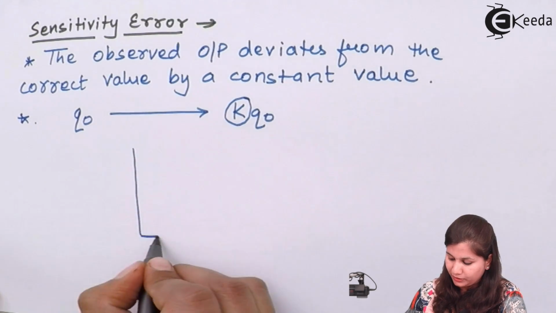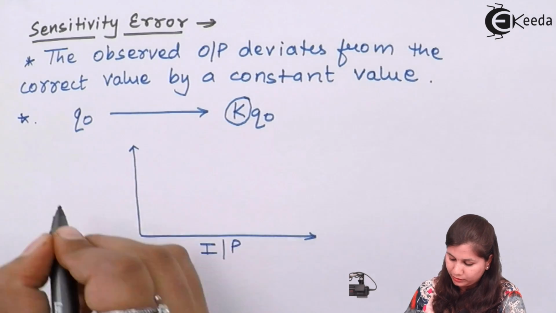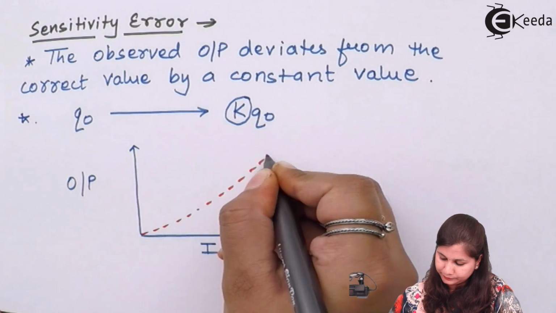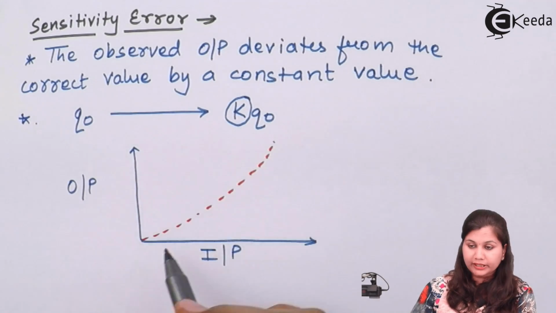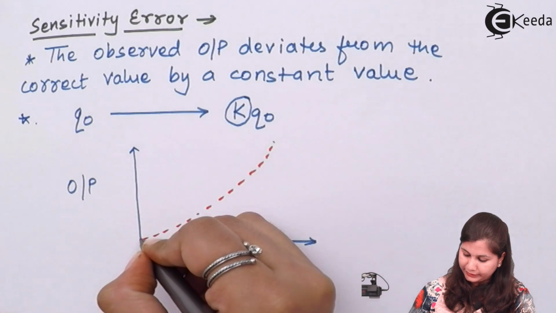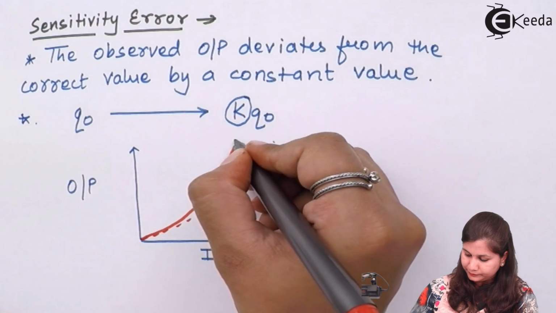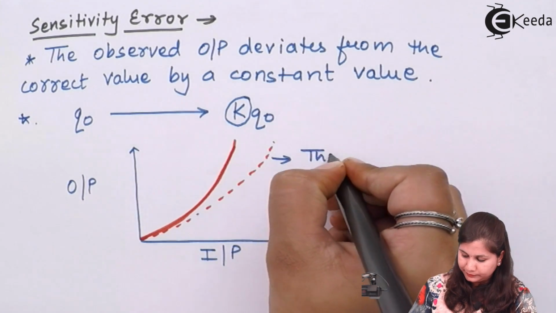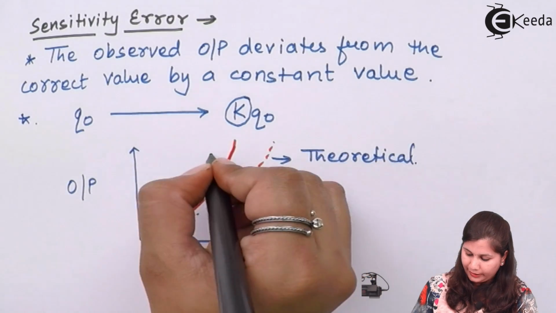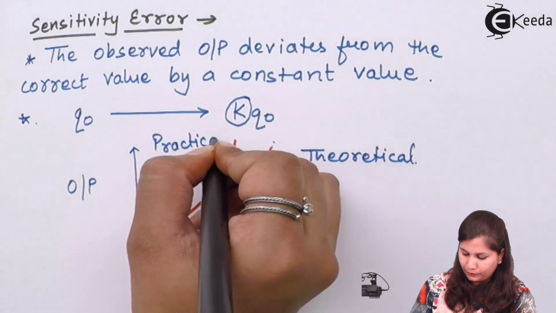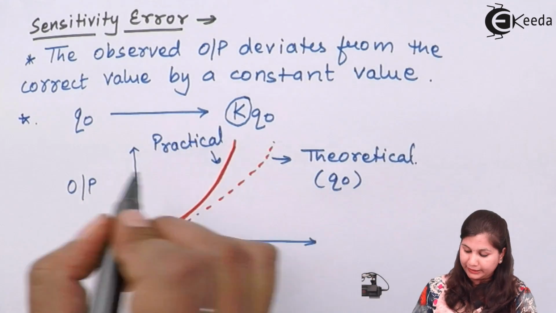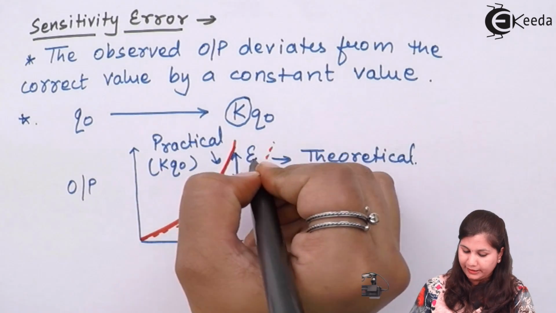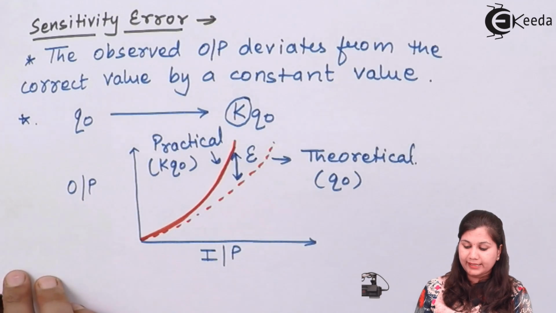Now if we draw the relationship here, it will be input versus output. Theoretically we should get a curve like this, but practically we are getting a curve like this. So this is the theoretical curve and this is the practical curve. Theoretically the output is Q naught, but practically we are getting K Q naught, and the difference between the theoretical and practical value is the error. So that is the sensitivity error.